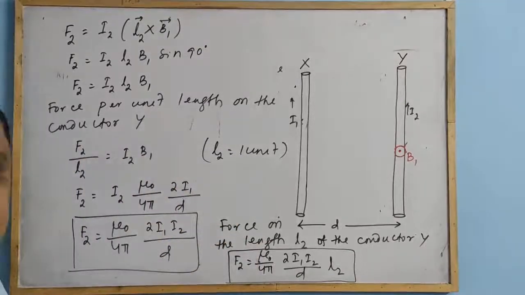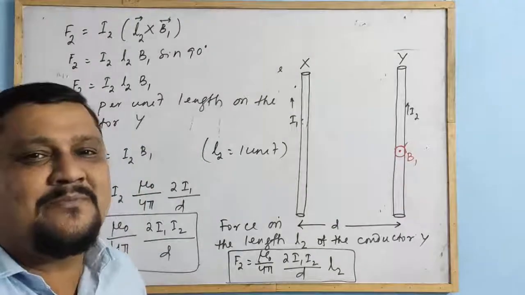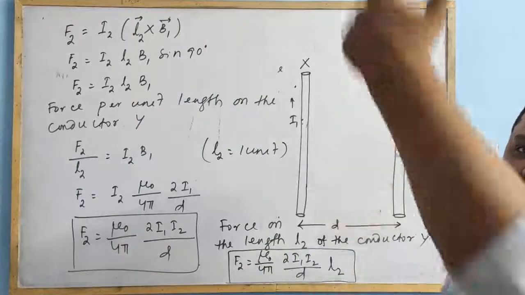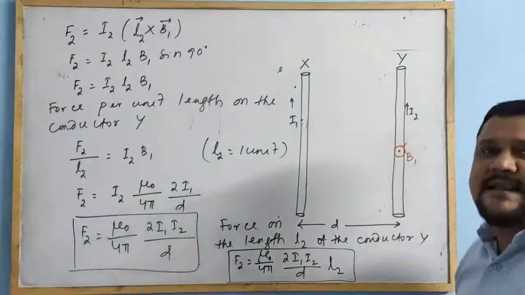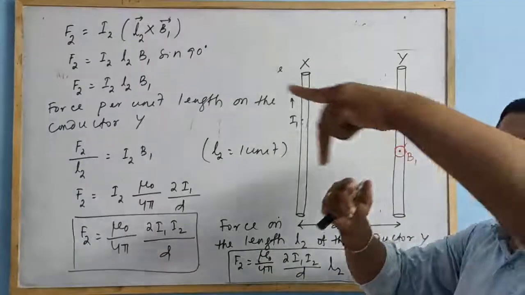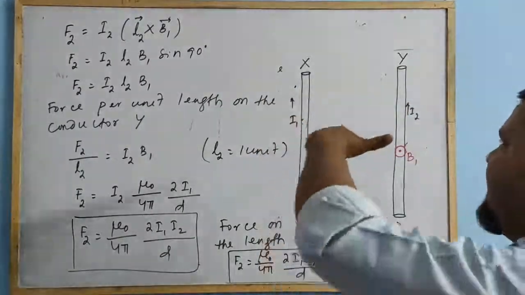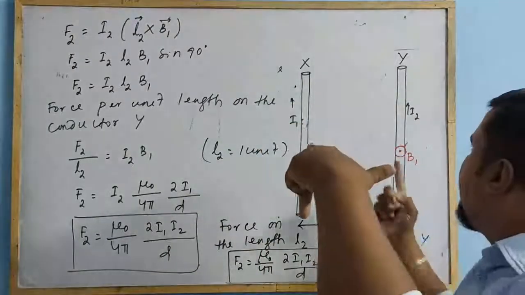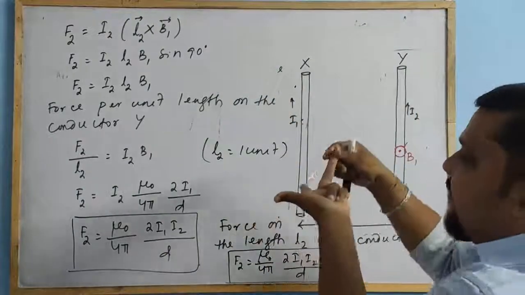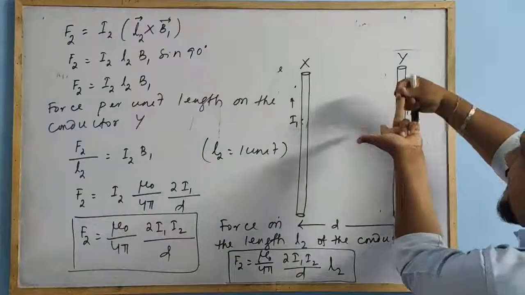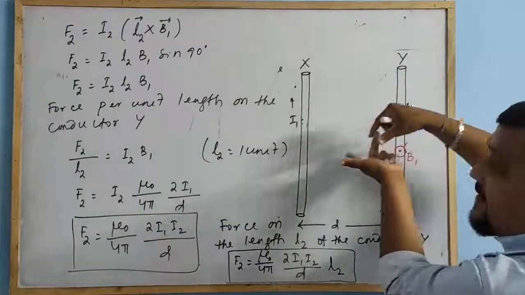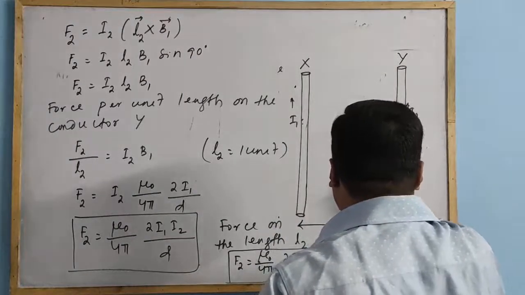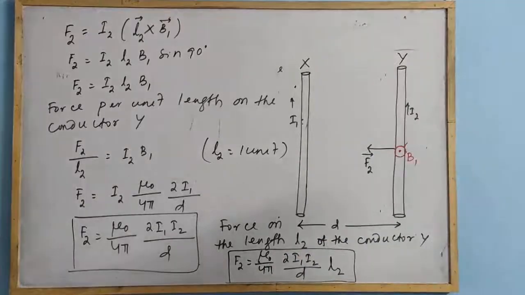Now come to the direction part, that is most important. Use Fleming's left hand rule. This is the magnitude of the force. What is the direction? Go to Fleming's left hand rule. Stretch the fingers like this. This is the direction of magnetic field. Here magnetic field is perpendicular inward. Here this gives the direction of current. Current upward. So I will place like this: magnetic field, current, force perpendicular to the plane. So this will be the force F2, the direction of force F2 on the conductor.